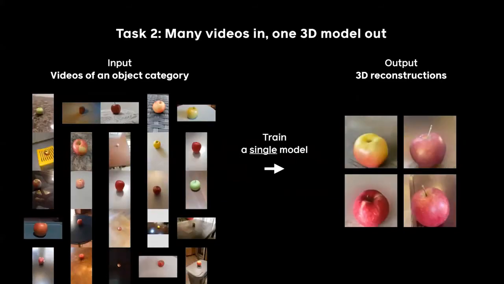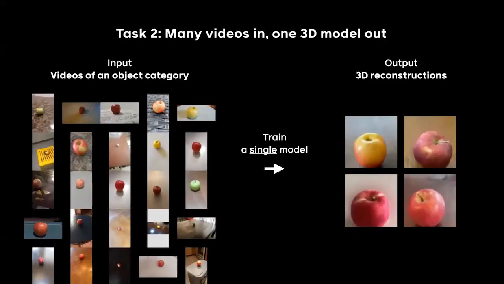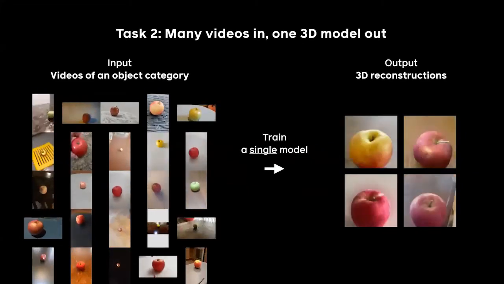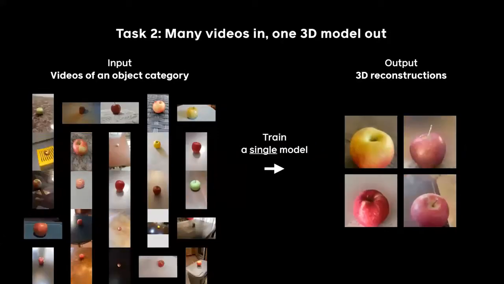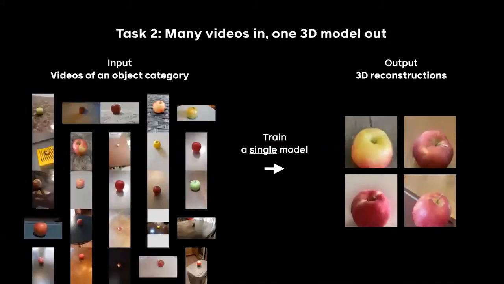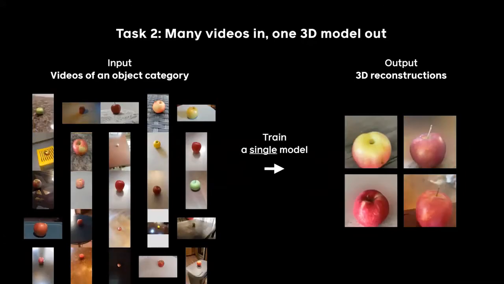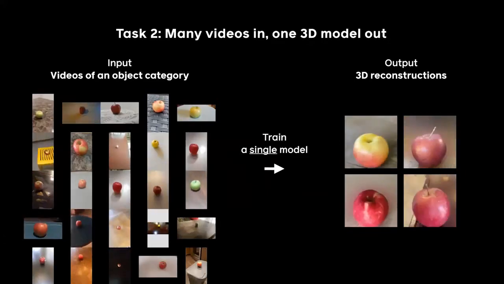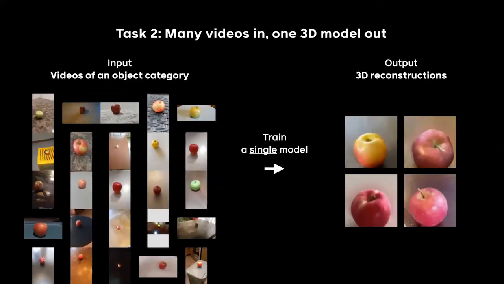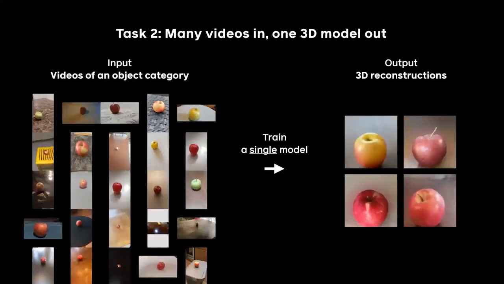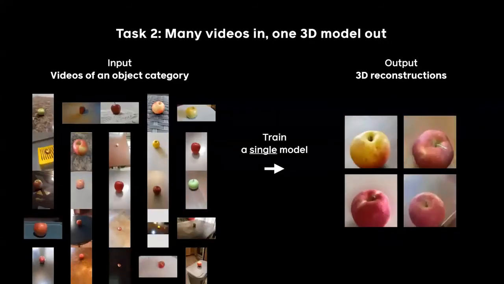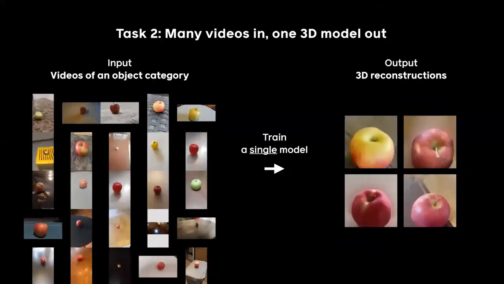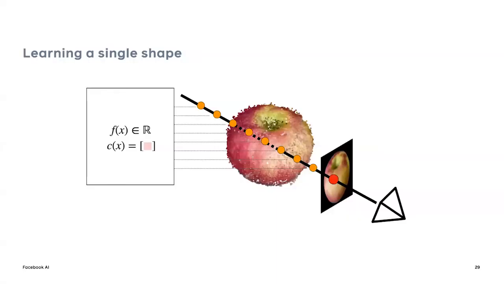Which makes me jump to my second task, which is harder than the first. So what we're going to do here is not take a single video as input, but take all the videos in a category. It could be 1,000 videos or something, and our goal is to train a single model that reconstructs all of them. It's almost like a single NeRF or a single IDR that is somehow able to encode all these different videos or objects and give you the reconstruction for each one of them. So we're moving to a model that can capture not a single instance, but rather an object category. That's the idea. So how are we going to do that?